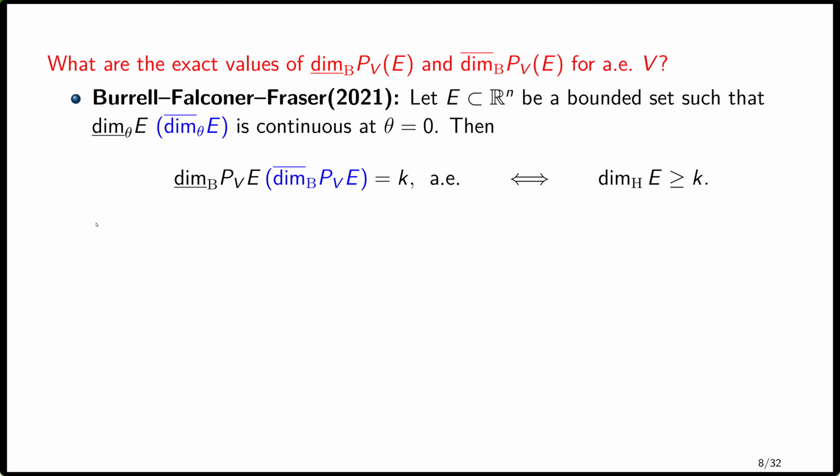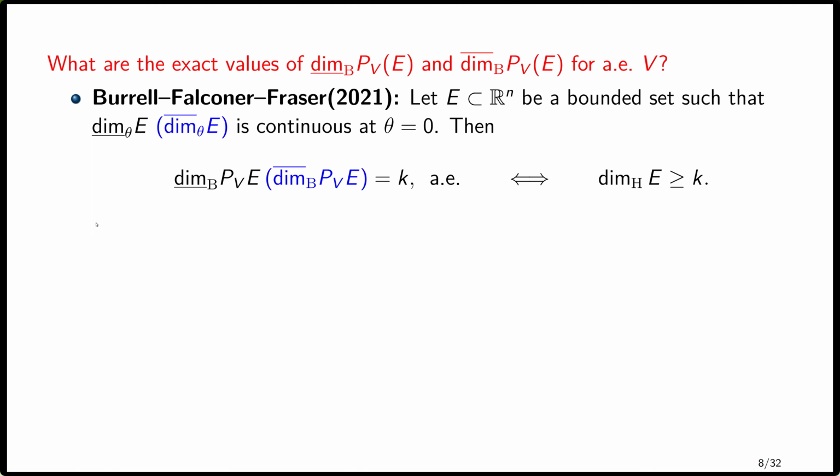In 2021, they gave such an assumption: if E is a bounded set such that the lower intermediate dimension of E is continuous at 0, then they prove that the lower box dimension of P_V E is K almost everywhere if and only if the Hausdorff dimension is greater than or equal to K. So the Hausdorff dimension being greater than or equal to K determines that the lower box dimension of the projection is K. It looks a little strange, since it's natural to think that maybe it is the box dimension of the set being greater than K. They are connected, but in fact it's not.